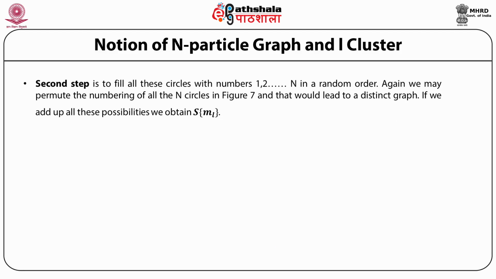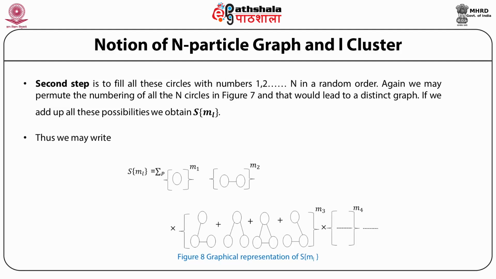The second step is to fill all these circles with numbers 1, 2 and so on up to n in a random order. Again, we may permute the numbering of all the n circles in figure 7, and that would lead to a distinct graph. If we add up all these possibilities, we obtain S over the set ML. Thus, we may write this set graphically as shown in figure 8 below.